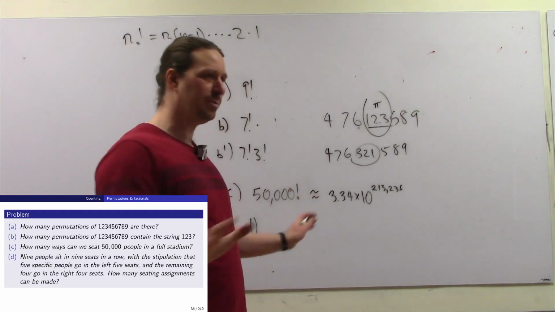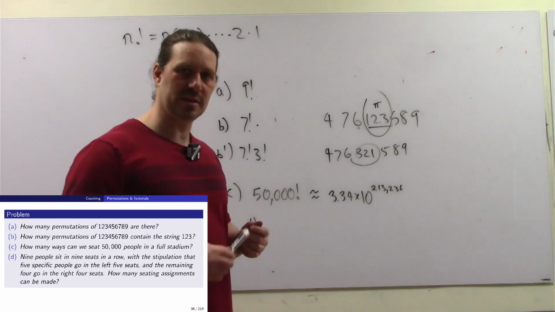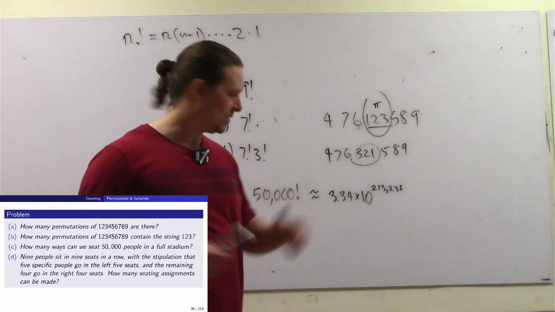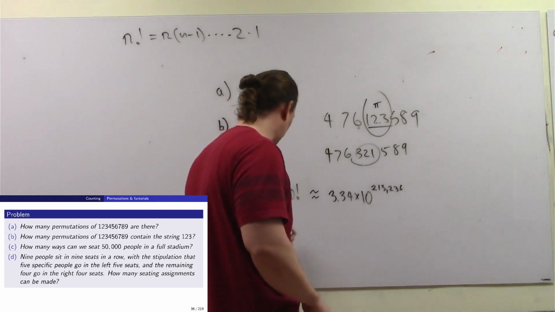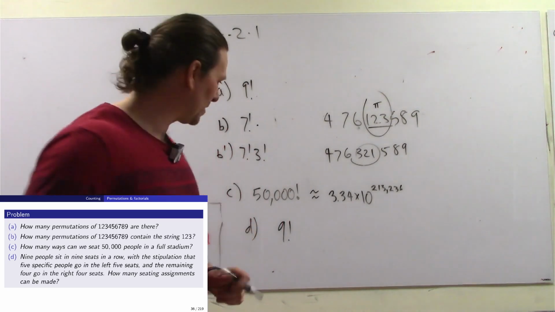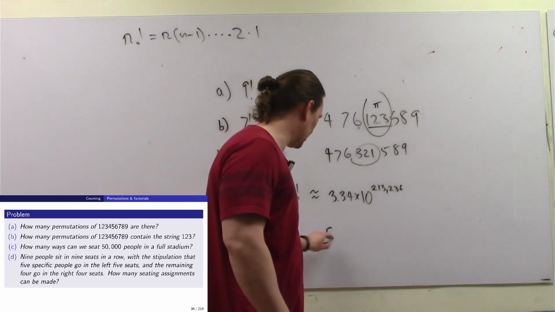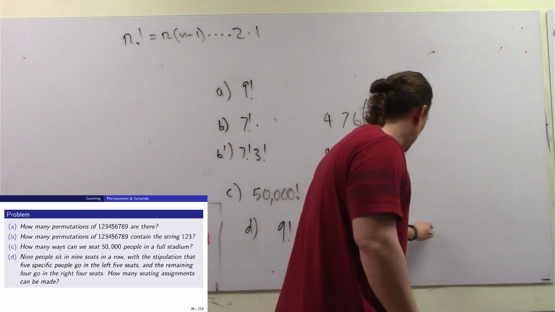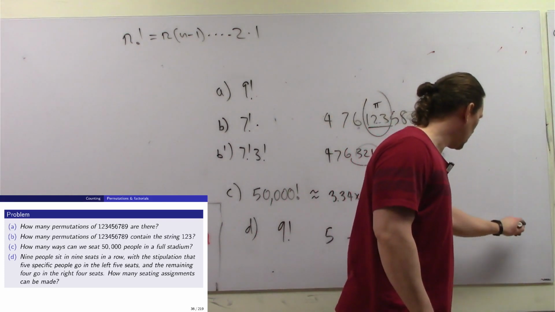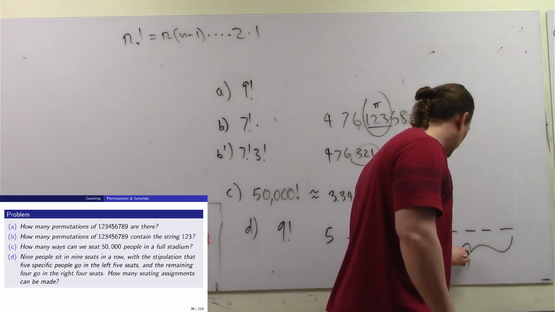So if there were no stipulations whatsoever, how could we seat the 9 people in those 9 seats? Just 9 factorial, exactly, right? So 9 factorial, we just shuffle them up. That's just a shuffling problem. But now in this problem, it doesn't work that way. Now we have 5 specific people that are going to be assigned to these 5 seats, and then the remaining 4 are going to be assigned to these 4 seats.